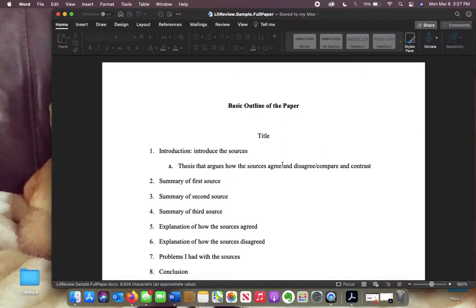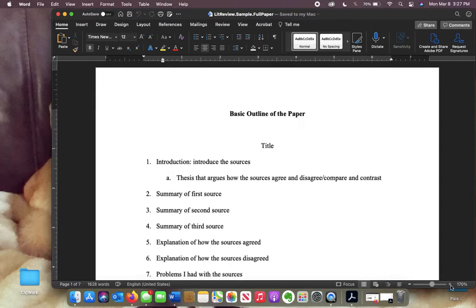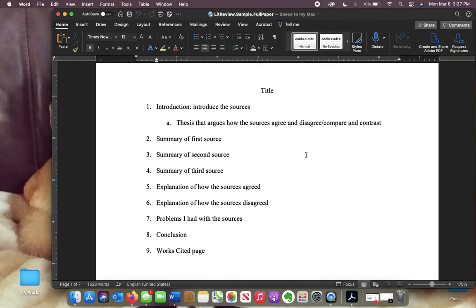Now, you're not going to do it like this necessarily. I did this really for you. So this is the basic outline of my paper. You can see this is what I did in the paper. There's a title, of course. Please put a title in your paper. Not everyone does that, but you should. And then there's the introduction that introduces the sources with a thesis that argues how the sources agree or disagree. That's what I just showed you.